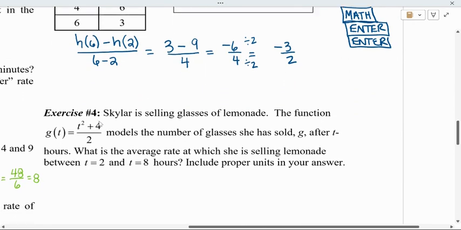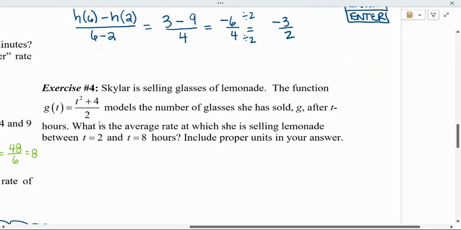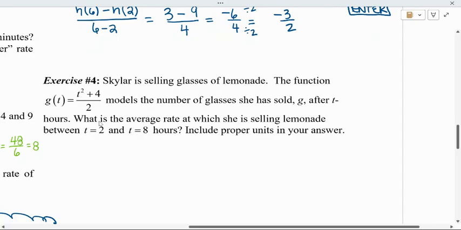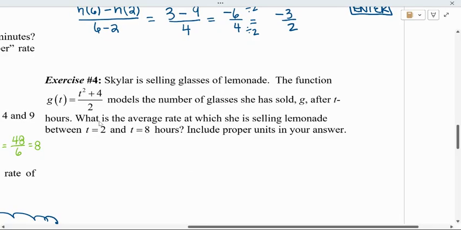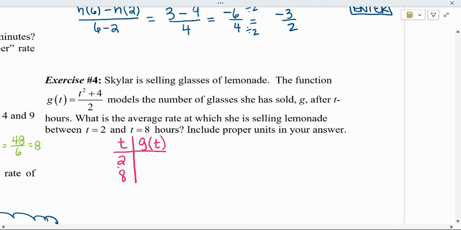Okay. Last one. Skylar is selling glasses of lemonade. The function g of t models the number of glasses she has sold after t hours. What is the average rate of change at which she is selling lemonade? So let's see, t is my input, g of t is my output. So I need to figure out what happens when the time is 2 hours and when the time is 8 hours.